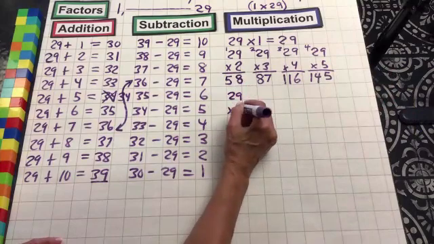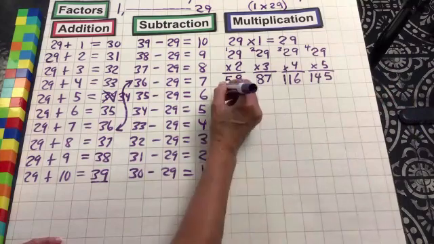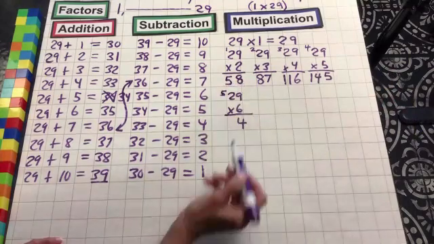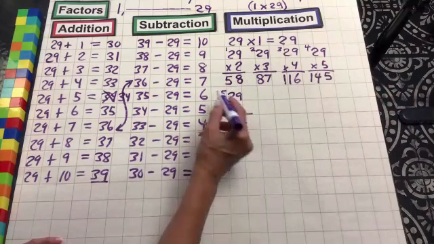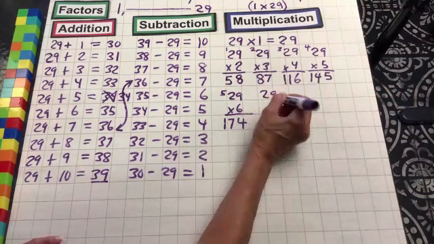29 times 6. 6 times 9 is 54. Drop the 4, carry the 5. 6 times 2 is 12, plus 5 is 17, 174. 29 times 7.